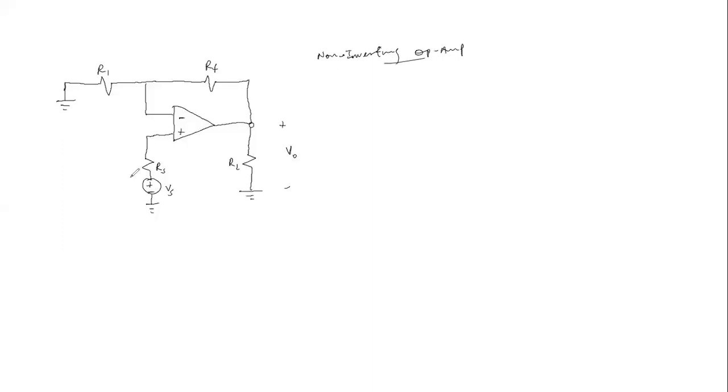So let us recall the assumptions for an ideal op-amp. The first point to recall here is that the input resistance is infinite. So that is, we have an open circuit. If that is true, then it means that the current flowing through the inverting terminal will be 0, as already deduced, and the current flowing through the non-inverting terminal will be 0.